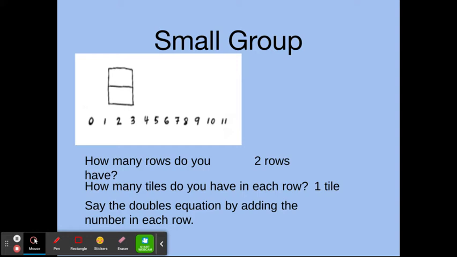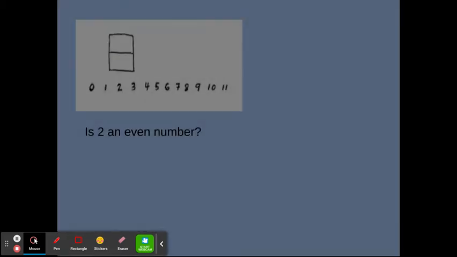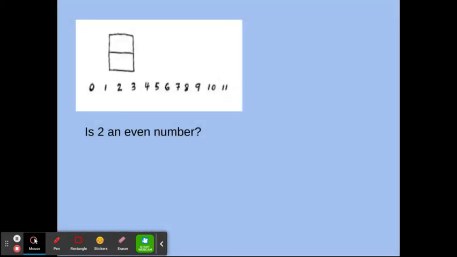Now let's think about what would be the double equation by adding the number in each row. Someone guess? 1 plus 1 equals 2. First of all, is 2 an even number? Yes, it is. As we make our rows, let's keep track of our even numbers. So we know that 2 is an even number.